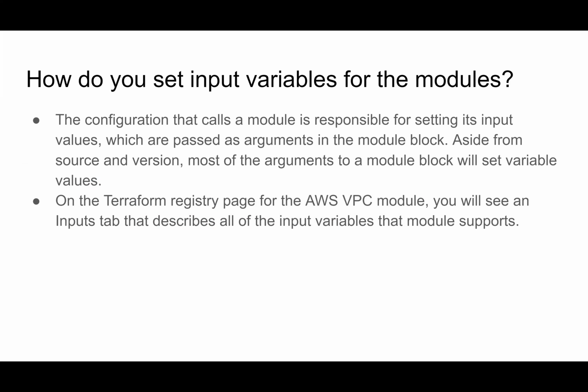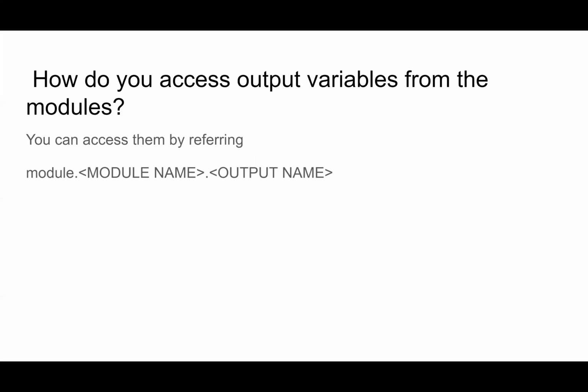On the Terraform registry page, where you go to find out where the module is, for example, AWS VPC, you'll see an inputs tab that describes all of the input variables that a module supports. Some modules require variables, and some modules have optional input variables.